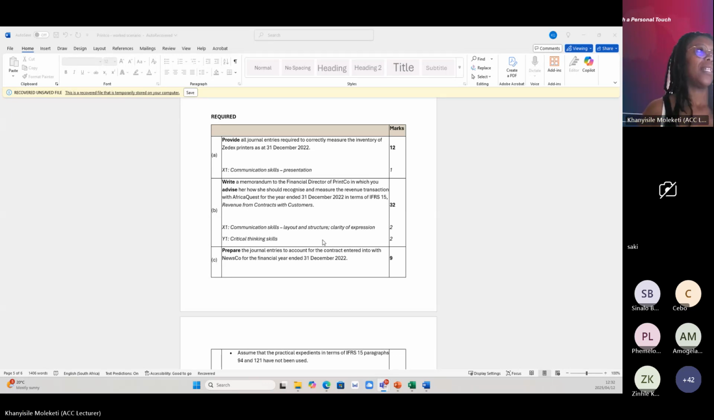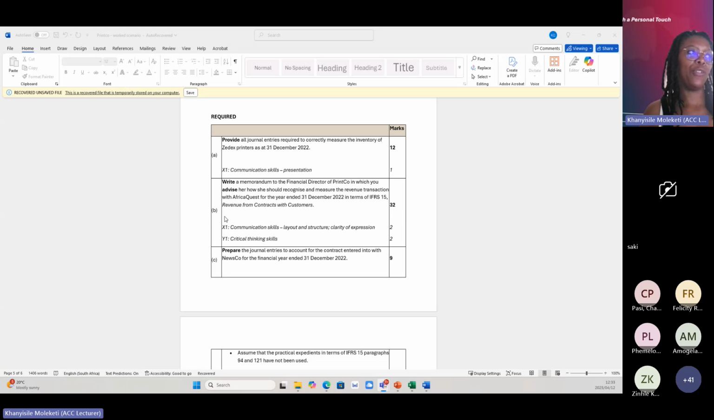Okay. So today we only look at part B and C. So part B requires that we write a memorandum to the financial director of Printco in which you advise her how she should recognize and measure the revenue transaction with Africa Quest for the year ended 31 December 2022 in terms of IFRS 15 Revenue from Contracts with Customers.